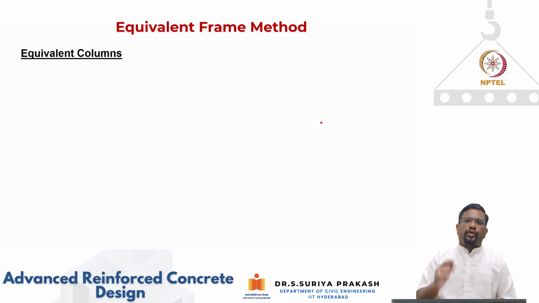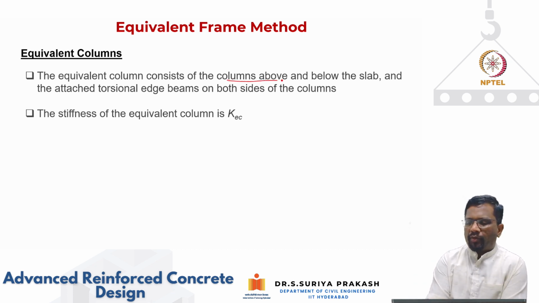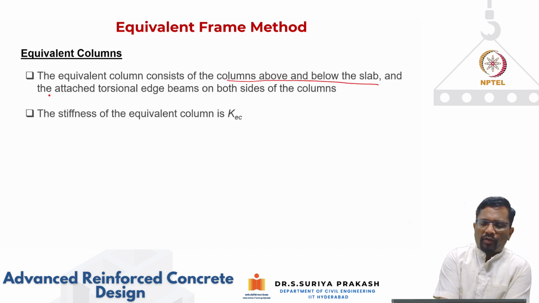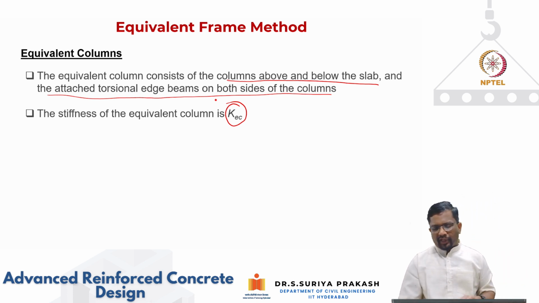Now there is another important thing we said: we convert this slab system into an equivalent single story frame. In that single story frame, there is something called the equivalent column we talked about. Let us see what is equivalent. So the equivalent column consists of the columns above and below the slab and the torsional members attached on both sides of the column. So the stiffness of the column can be taken as KEC. Now let us see how this KEC is derived.